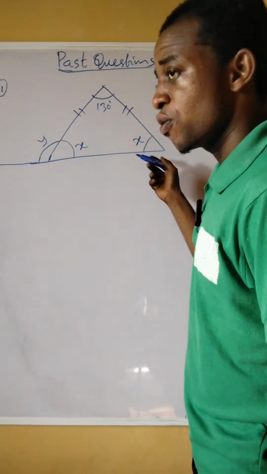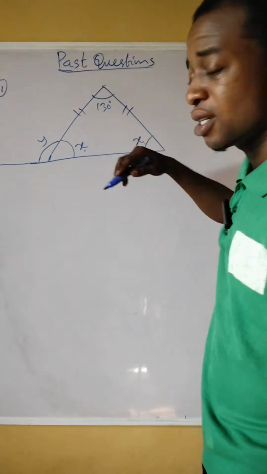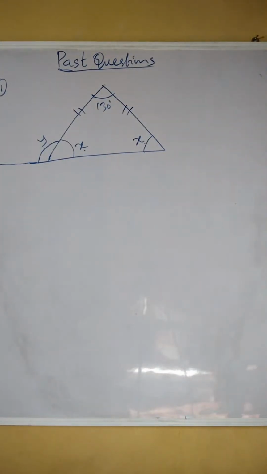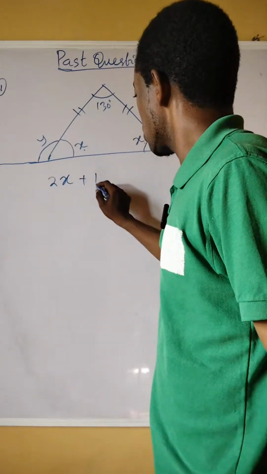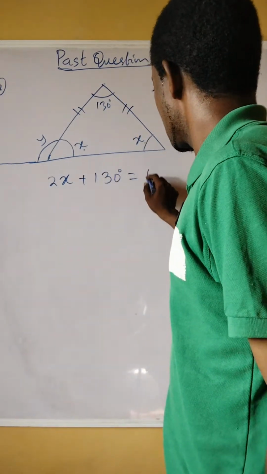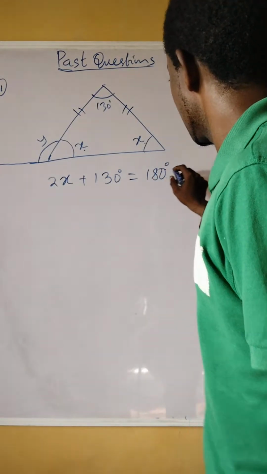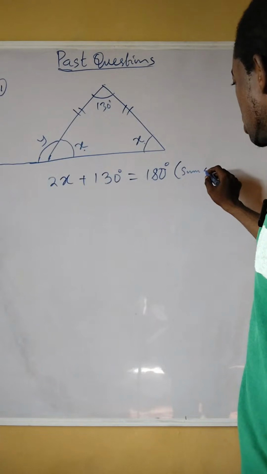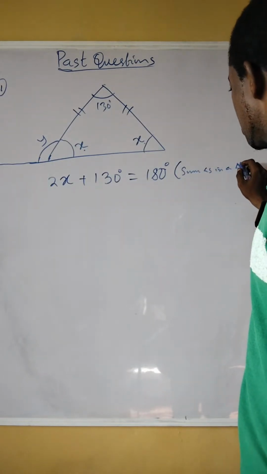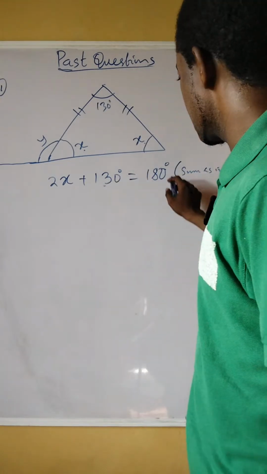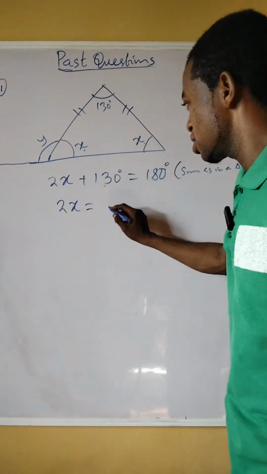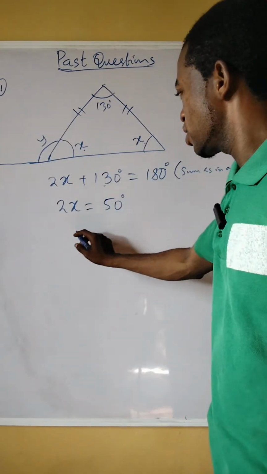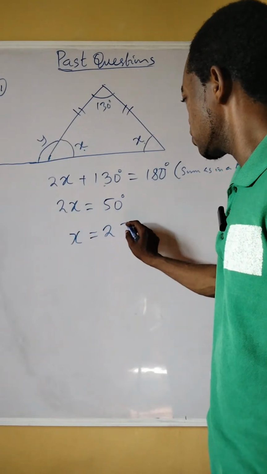Now we can get the value of x because the sum of angles in a triangle is 180 degrees, which implies x plus x, that's 2x, plus 130 degrees is equal to 180 degrees. That's the sum of angles in a triangle. So here we can take 130 degrees and it becomes minus. So 2x is equal to 180 degrees minus 130 degrees. That's 50 degrees. So divide both sides by 2. That means x equals 25 degrees.